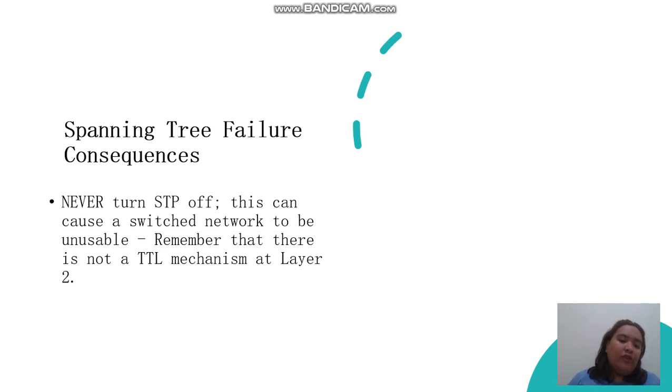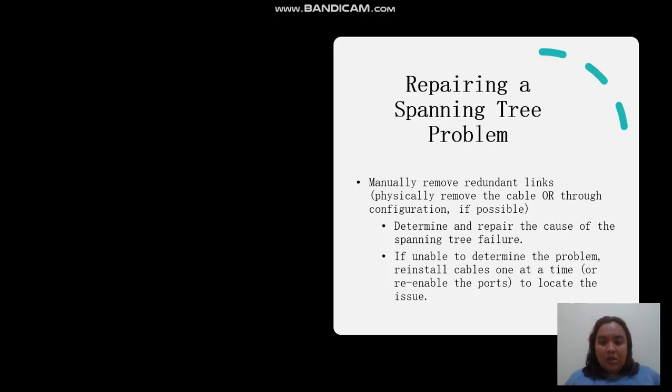So spanning tree failure consequences: never turn STP off. This can cause a switch network to be unusable, and remember that there is no TTL mechanism at layer 2. So repairing a spanning tree problem, you can manually remove redundant links and determine and repair the cause of the spanning tree failure. If unable to determine the problem, reinstall the cables one at a time to locate the issue.